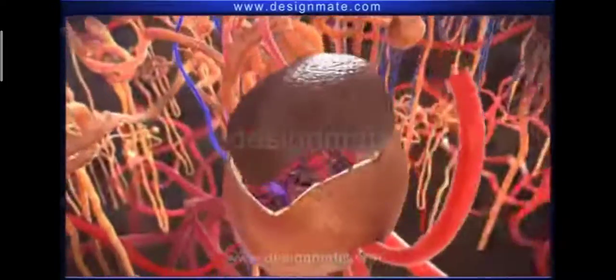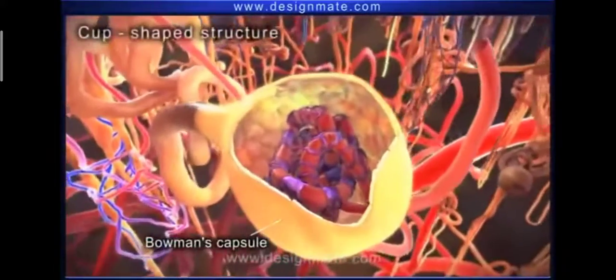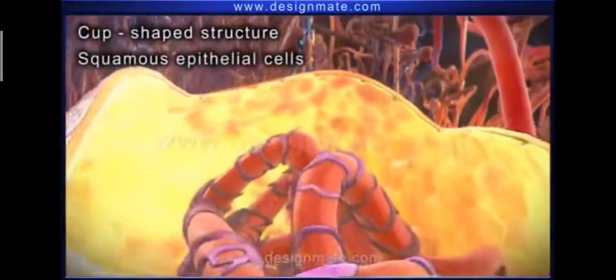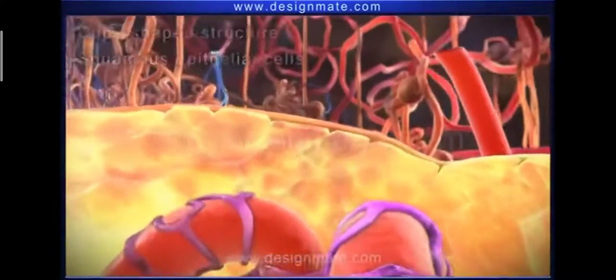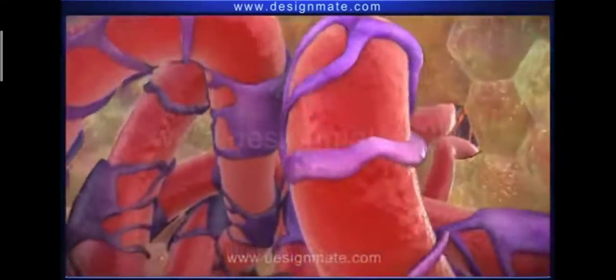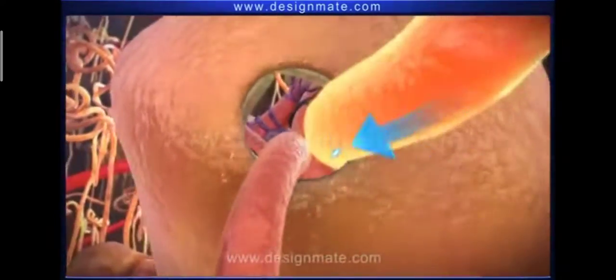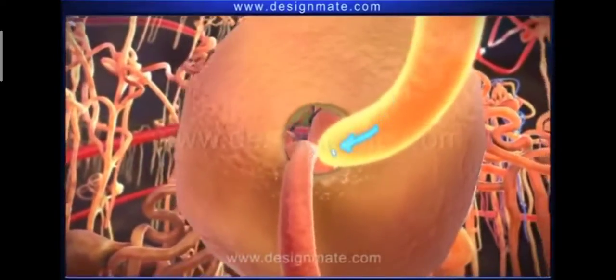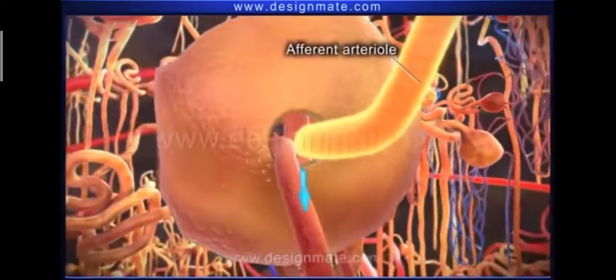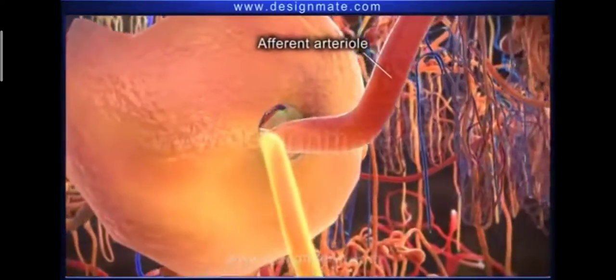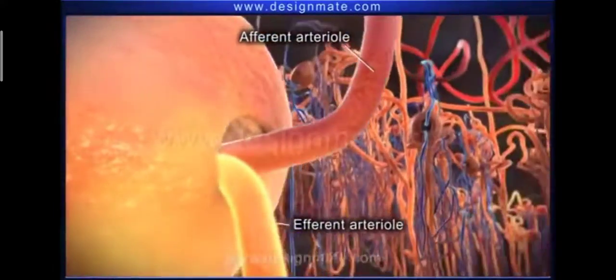Each nephron has a Bowman's capsule, which is a cup-shaped structure that has a layer made of squamous epithelial cells. In the cavity of the Bowman's capsule, there is a bundle of capillaries known as the glomerulus. The blood vessel entering the Bowman's capsule is known as the afferent arteriole and is thicker than the blood vessel exiting the capsule, which is thinner and is known as the efferent arteriole.